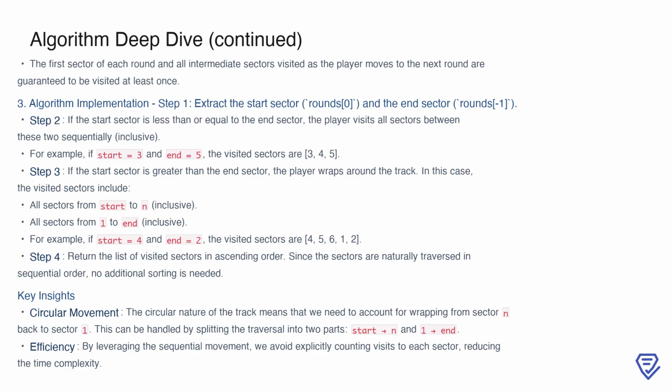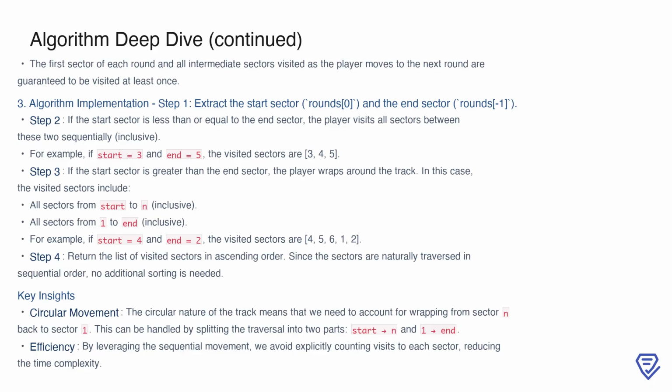If the start sector is less than or equal to the end sector, the player visits all sectors in order between these 2 points inclusively. For instance, starting at sector 3 and ending at sector 5 results in visiting sectors 3, 4, and 5. However, if the start sector is greater than the end sector, the player wraps around the track. In this case, the visited sectors include all those from the start sector up to sector n, followed by sectors 1 up to the end sector.